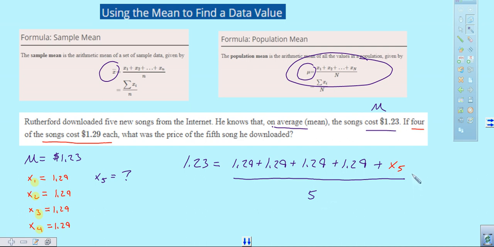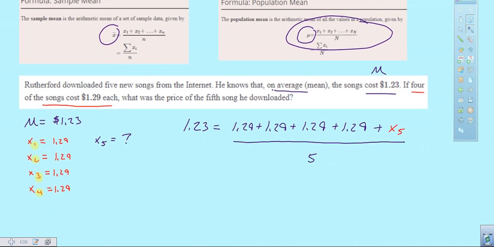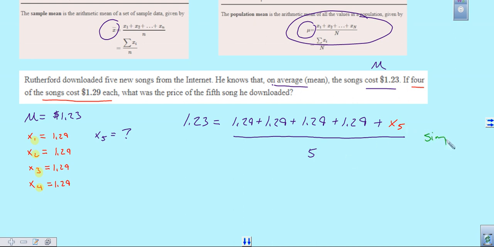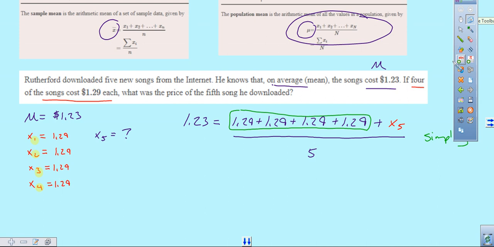All right, the first thing we need to do is start to simplify. We need to combine things that are alike. So when we simplify, that means we need to combine these like terms. We need to take these right here and put them together. I'm going to hit pause, grab my calculator, and put that together.